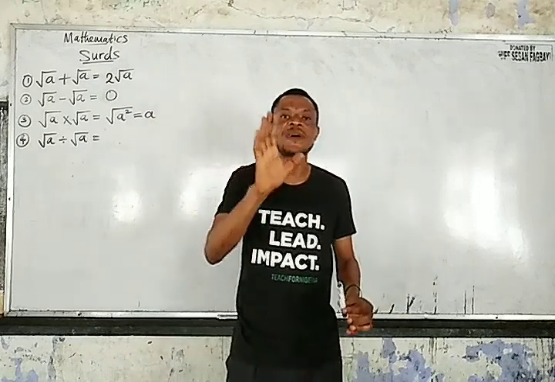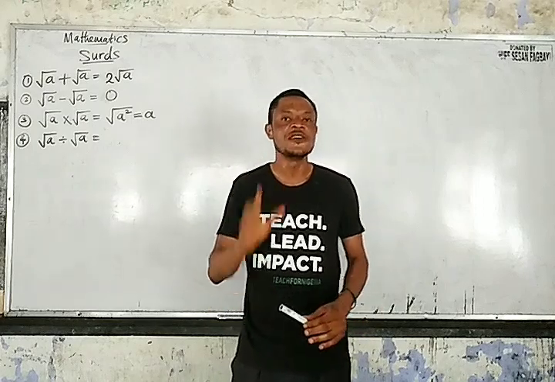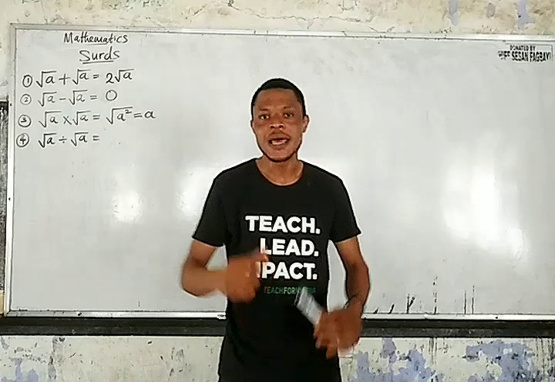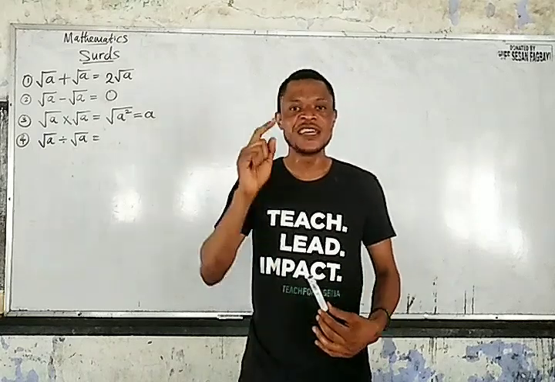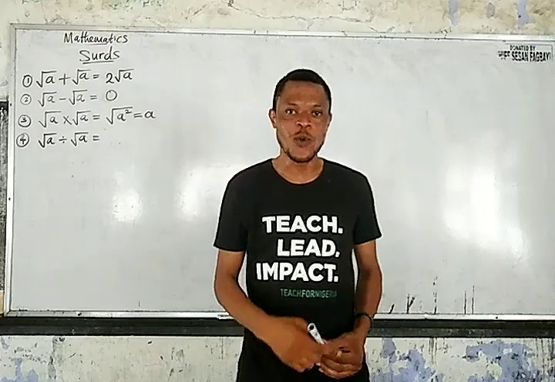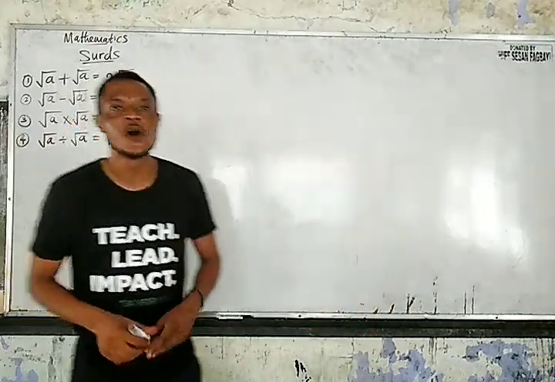It's just like having 5 divided by 5, 1. 20 divided by 20, 1. 50 divided by 50, 1. Myself divided by myself, 1. You who are viewing this video divided by yourself, you end up to be 1. So this is 1. Now let's solve some examples.